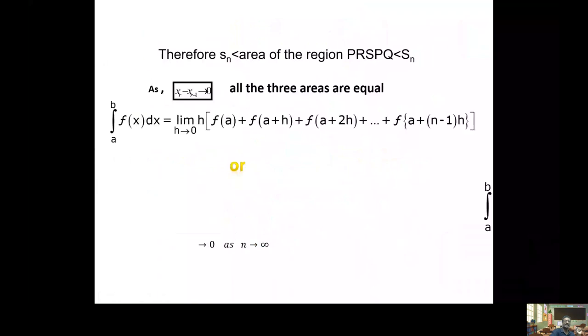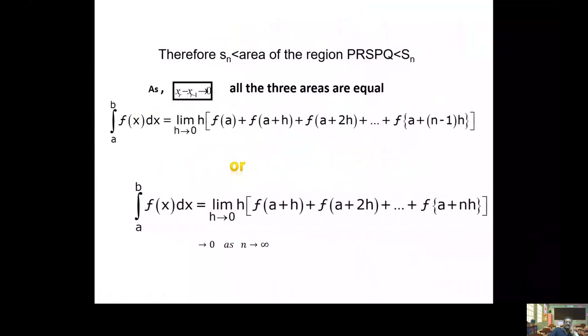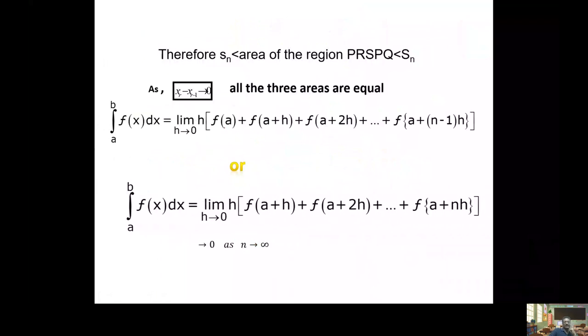Therefore, the total area, the integral from a to b of f of x dx, is equal to the limit as h tends to 0 of h into f of a, plus h into f of a plus h, and so on. That h you take outside. So the integral from a to b of f of x dx is equal to the limit as h tends to 0 of h times [f of a plus h, plus f of a plus 2h, plus and so on, up to f of a plus nh]. This is the useful formula we are applying. Here one condition is there: h is equal to (b minus a)/n.